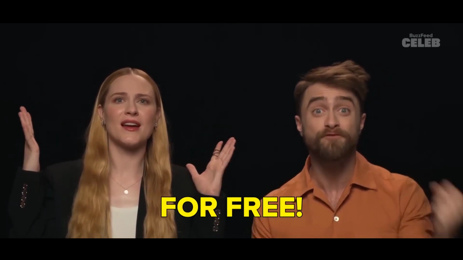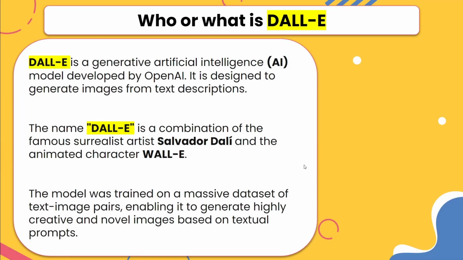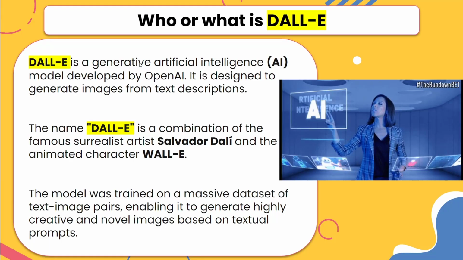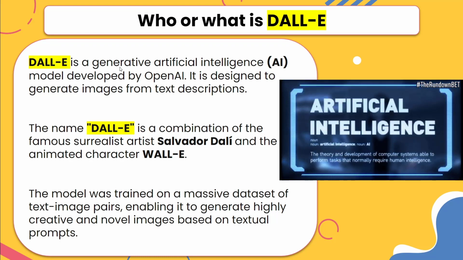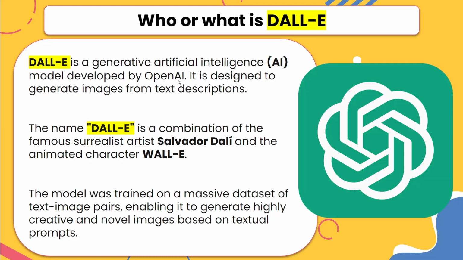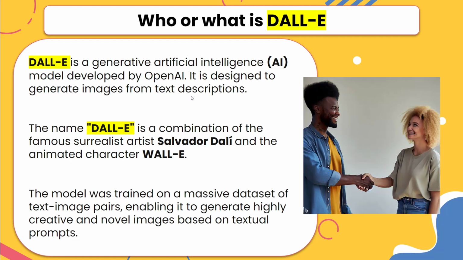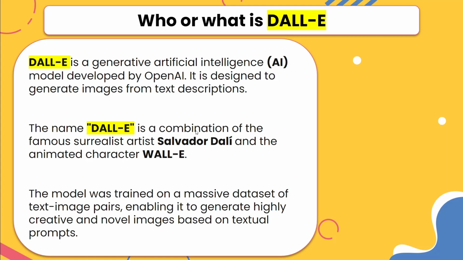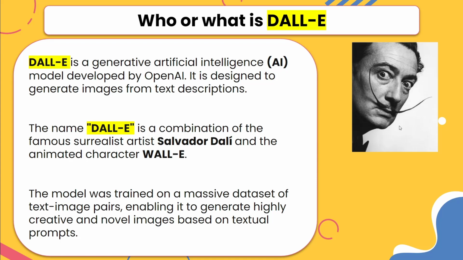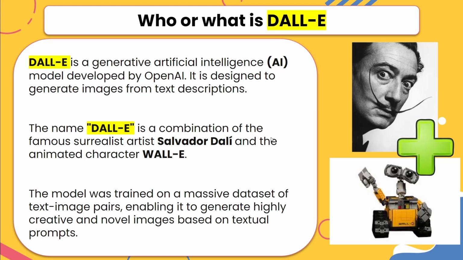For free! So first of all, who or what is DALL-E? DALL-E is the generative AI that generates and creates things, developed by OpenAI. And it's designed to create images from text description. You type in the text and it spits out an image based off of its research. The name DALL-E is actually a combination of the famous surrealist artist Salvador Dalí with this awesome mustache and the animated character WALL-E from Disney. And so together, that's where the name idea came from for DALL-E.